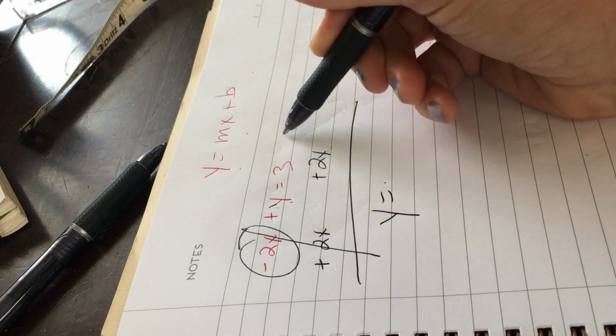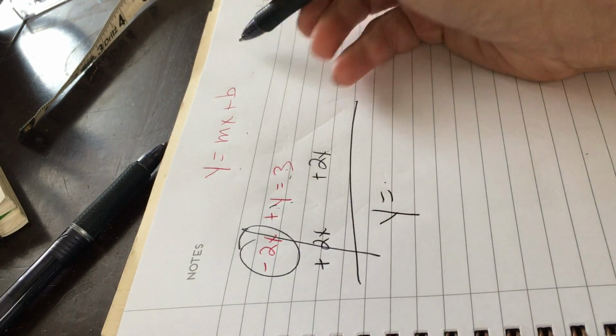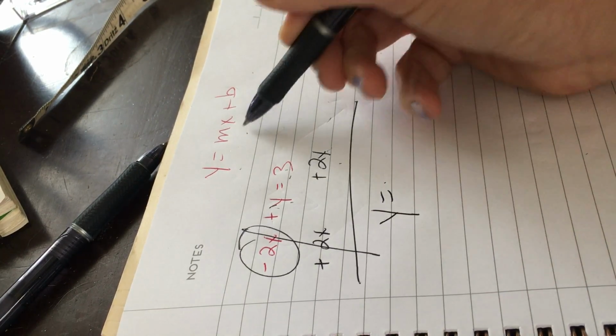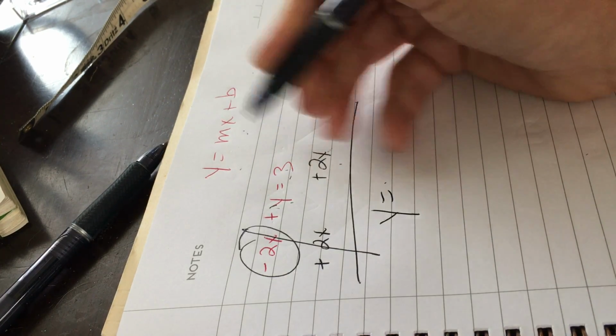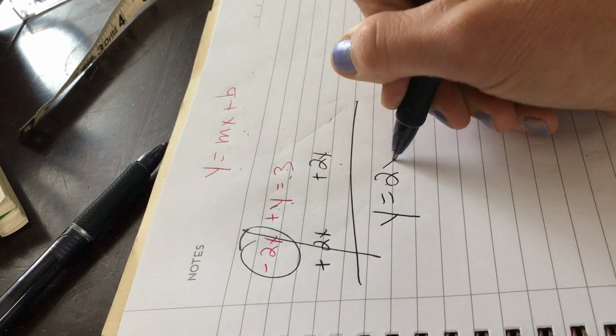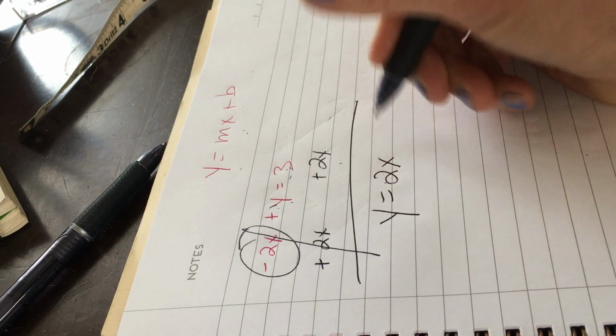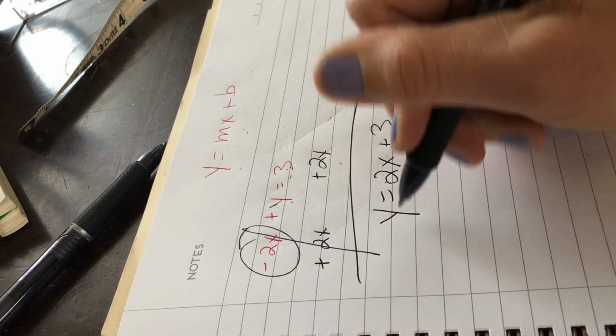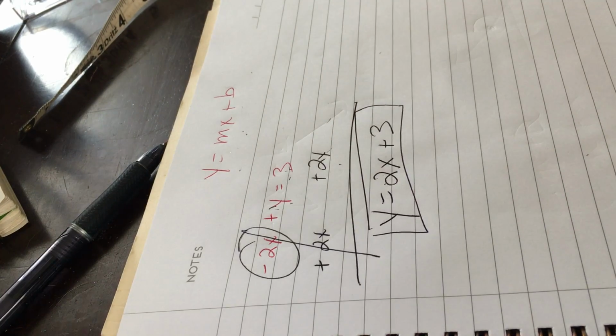So I know I have 3. That's my y-intercept. 2x. The number that's next to the x goes first. So I rewrite as 2x plus 3. Bam, you're done. You just wrote that in slope-intercept form. Okie dokie.